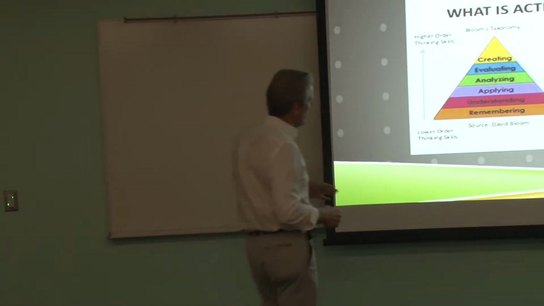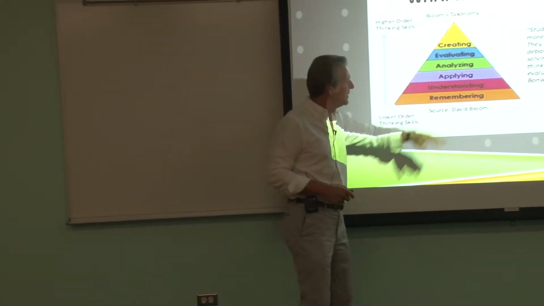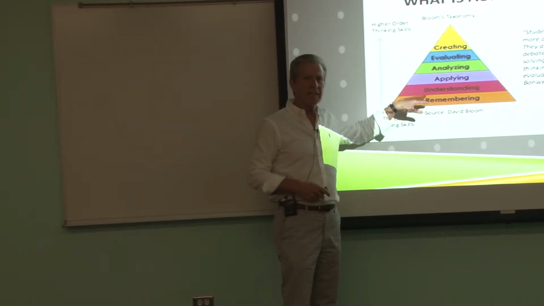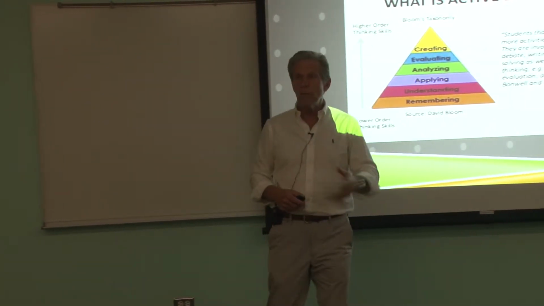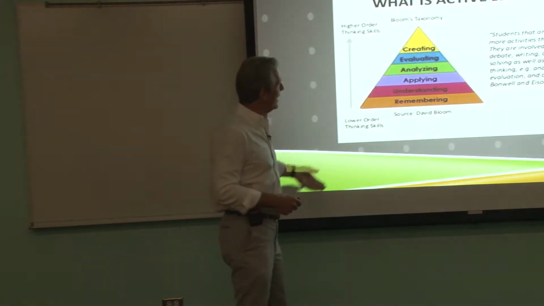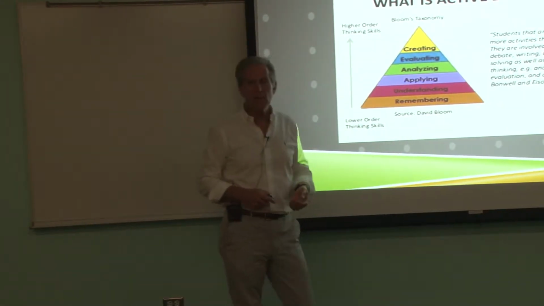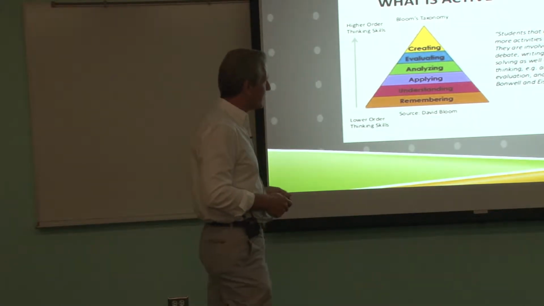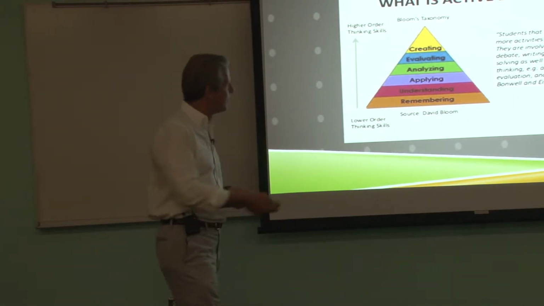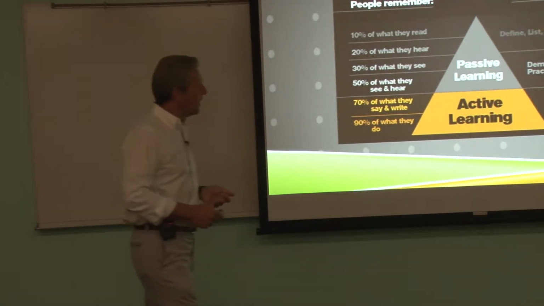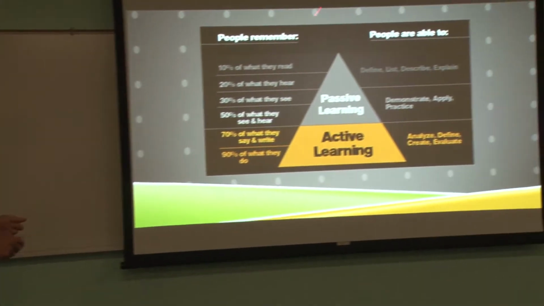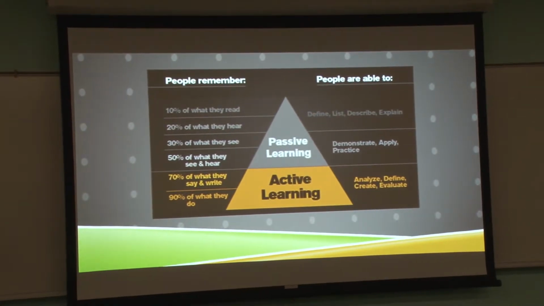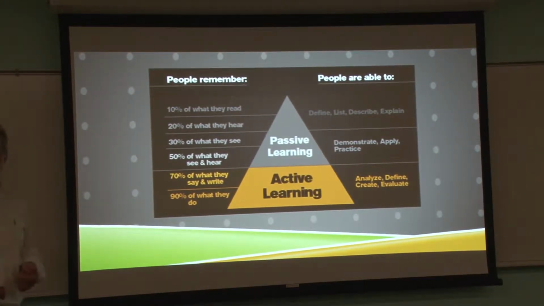So this is Bloom, right? These are the lower order skills, remembering, understanding, and basically down at the bottom here, we are listening and we are reading, right? Up at the top here, we are creating, we're designing, we're collaborating, okay? So this breaks it down a little bit further, right? What people remember, about 10% of what they read in the classroom, about 20% of what they hear.